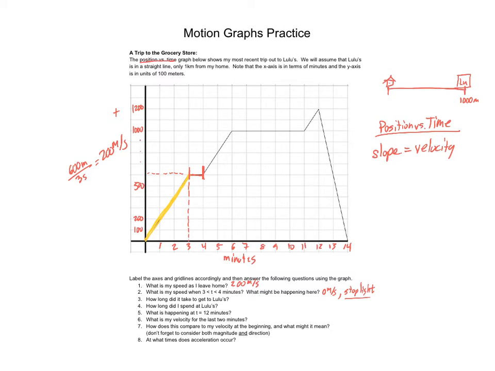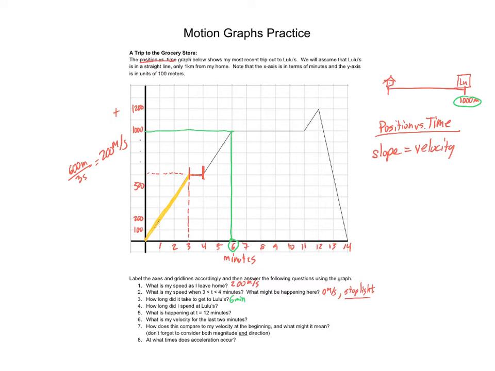How long did it take to get to Lulu's? Well, we know that Lulu's is 1,000 meters away. So we look at 1,000, and where is the 1,000? Oh, there it is. There's my 1,000 meters. 1,000 meters is at 6 minutes. So it took me 6 minutes to get to Lulu's.